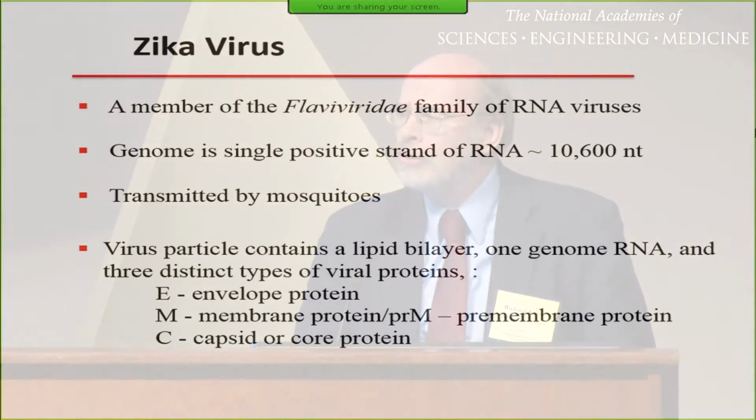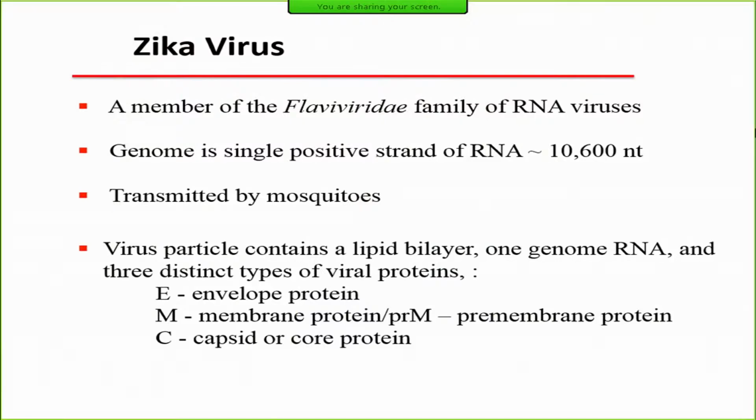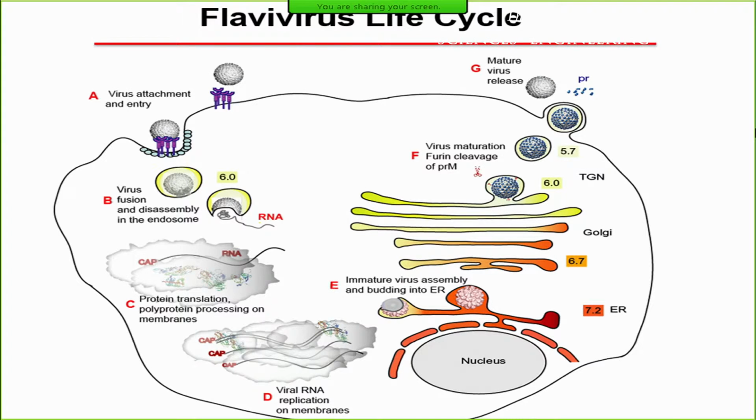The virus particle contains a lipid bilayer membrane, which comes from the host. Inside that lipid bilayer membrane is a single genome RNA, together with many copies of a capsid protein. There are two other proteins that are embedded in the lipid bilayer and found on the outside, and that is the envelope protein and the membrane protein. Next slide. This is a life cycle of flaviviruses, and we expect Zika virus to be very similar.